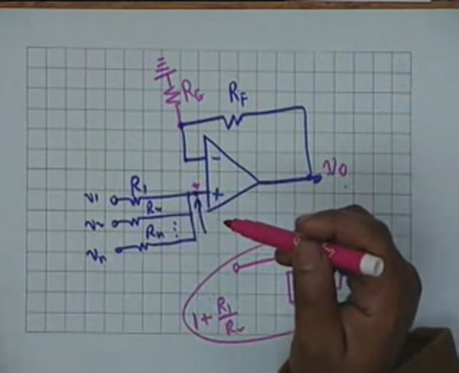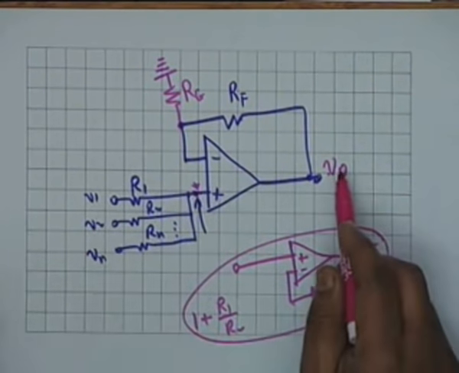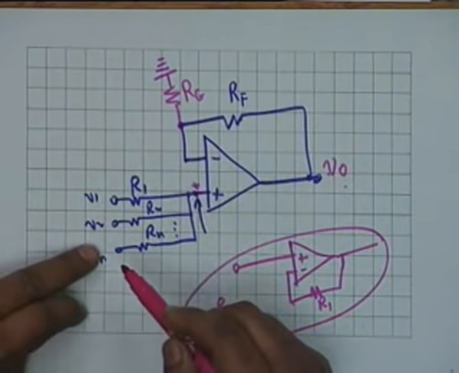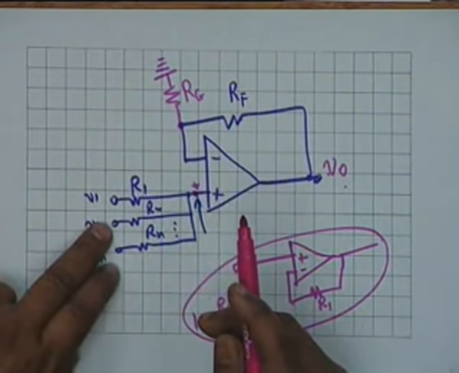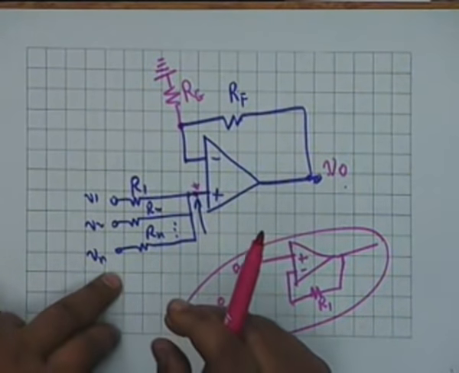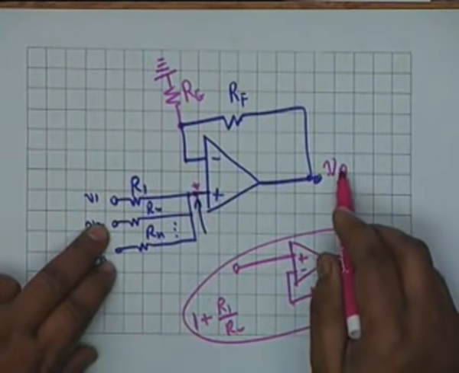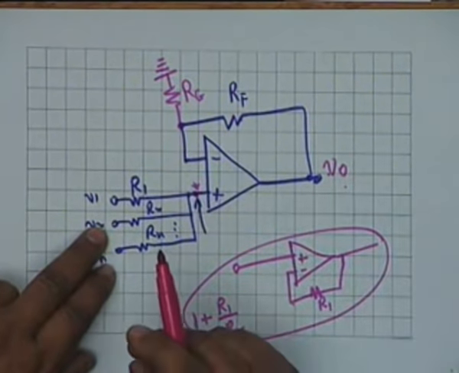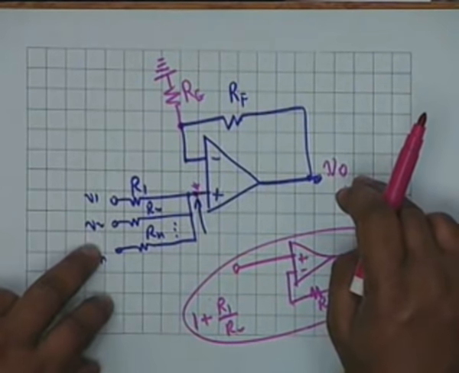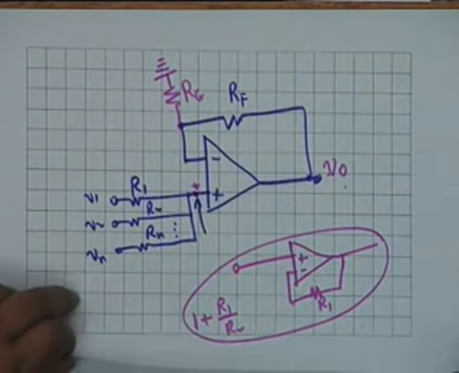Another method is superposition. That is, you find out the effect of V1 on V0 by killing all other sources. Killing means what? They must all be connected to ground, because the sources have to be short circuited. So you find V01 due to V1 alone, then you find V02 due to V2 alone, and sum all of them up. Whatever way you do, you should be able to get the correct result, and I leave this to you as an exercise.